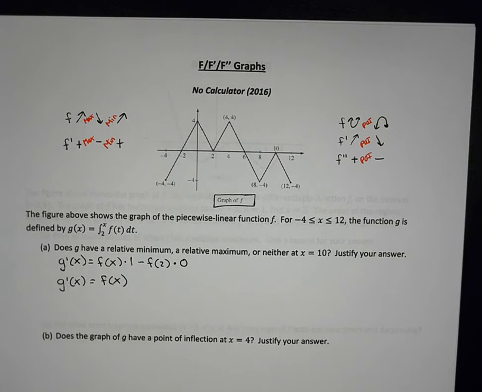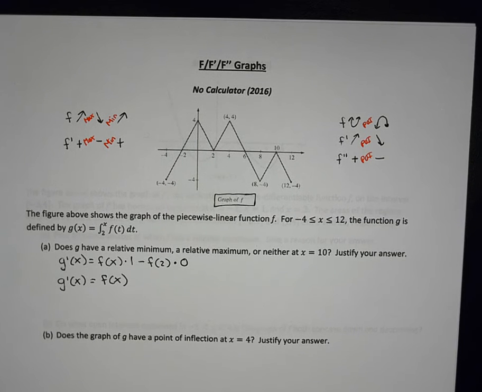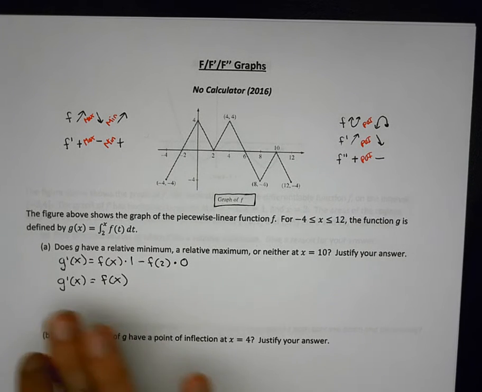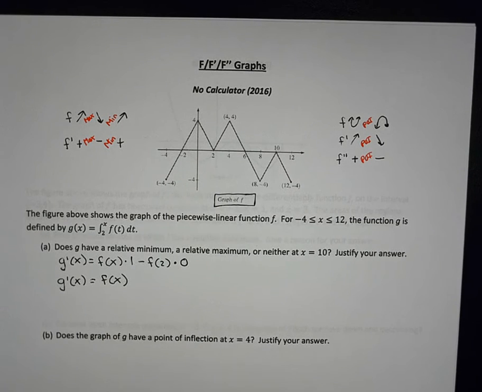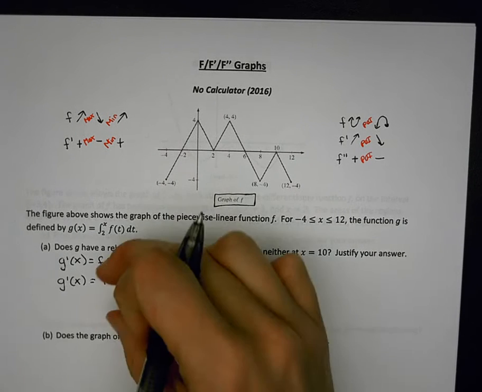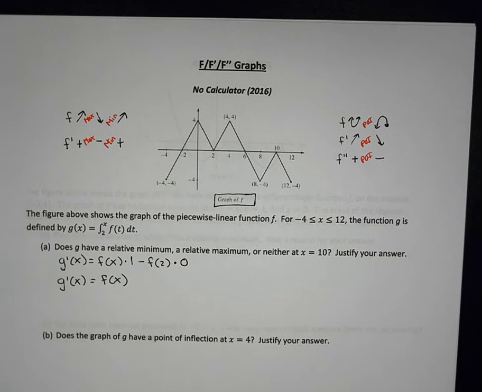This particular year, ladies and gentlemen, if you look at the rubric, there was a point awarded for having g prime of x equals f of x, for writing that down, and they gave you that point whether you wrote it down in part A, B, C, or D. If at some point you wrote that g prime of x equals f of x, if at some point you used second fundamental theorem of calculus to generate that fact, you earned a point.